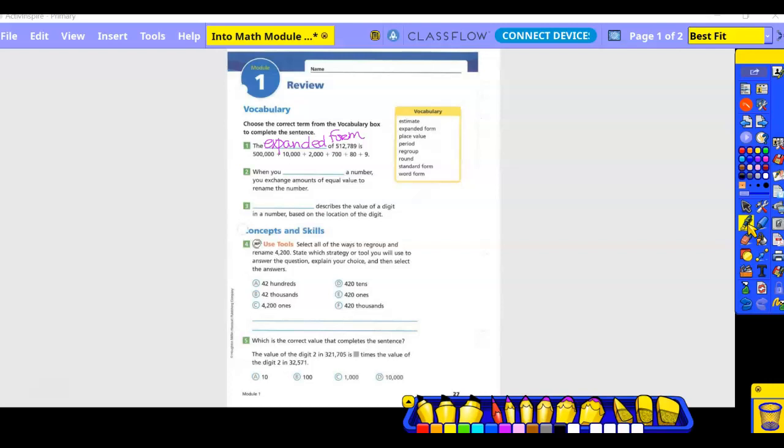When you blank a number, you exchange amounts of equal value to rename the number. So a lot of times you guys hear you go next door, you take 10 more, or if it's a 2-digit number, you put it at the bottom and then put the new number at the top to add. What is that called? Regroup. Okay.